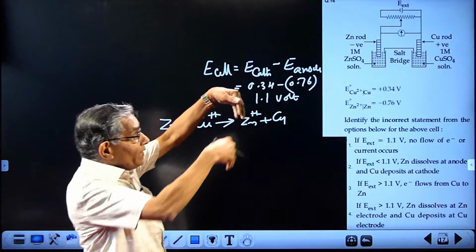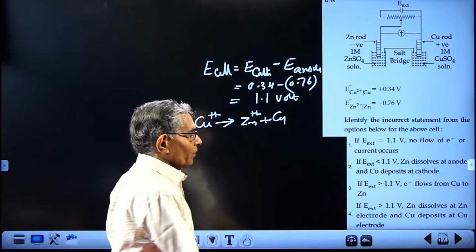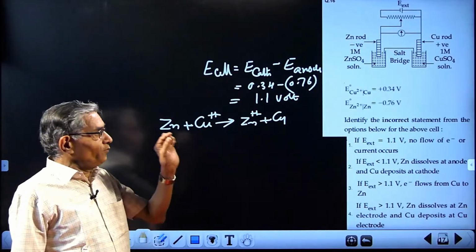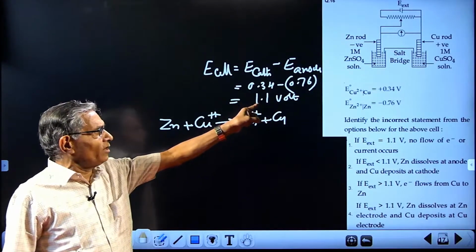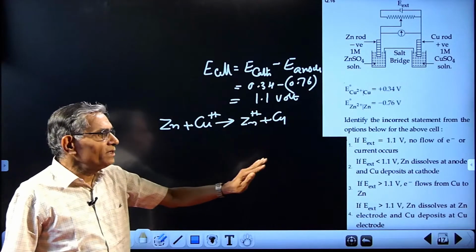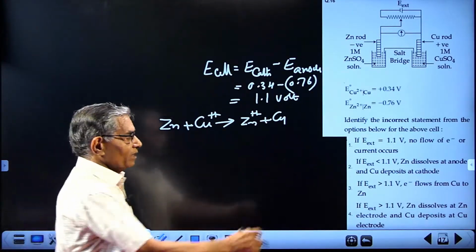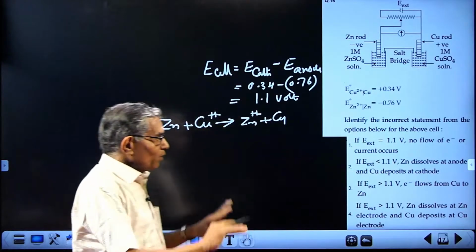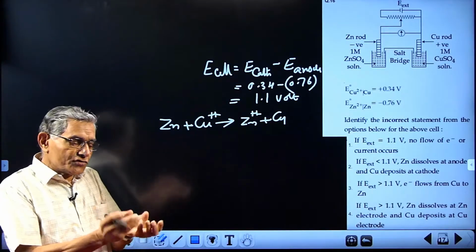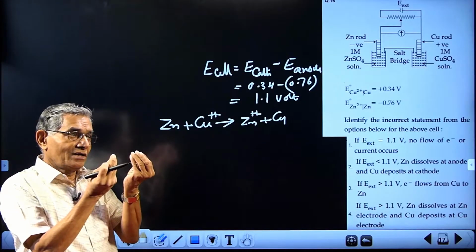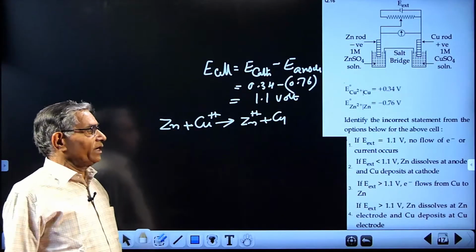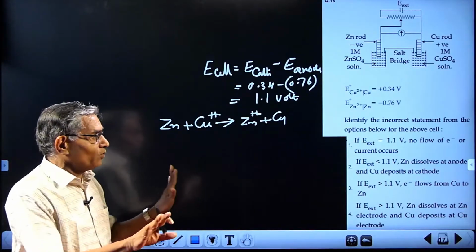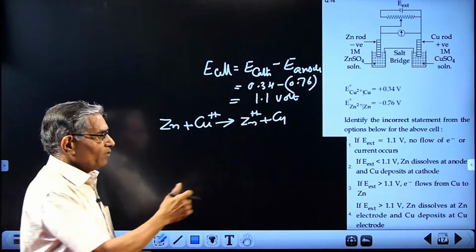Now what will happen if an external EMF is applied? The external EMF you can gradually increase, and if you increase the value exactly to 1.1 volt, the cell reaction will just stop, no current flow will occur. That is exactly what is given here. If external voltage is 1.1, no flow of electron is possible, because the cell will push electron outward, but the external EMF tries to push electron into the cell. Both voltages are the same, meaning equilibrium is attained, no current flow possible. Therefore, the first condition is correct.